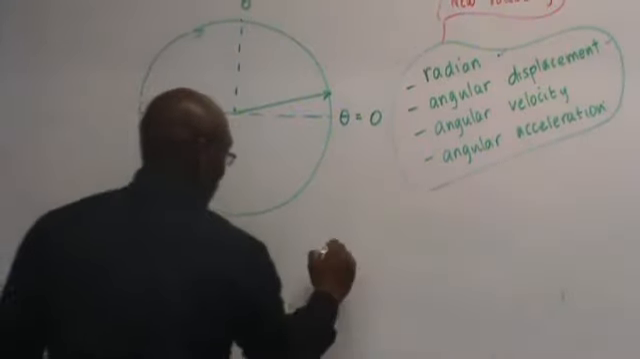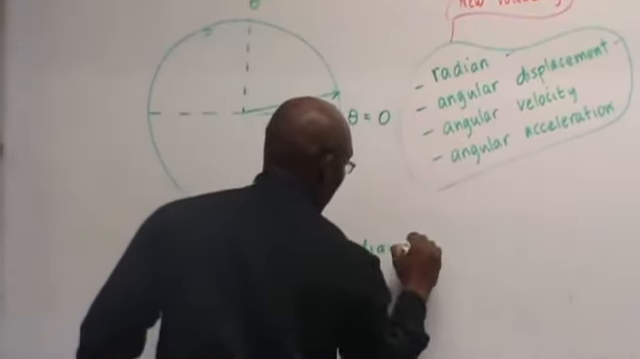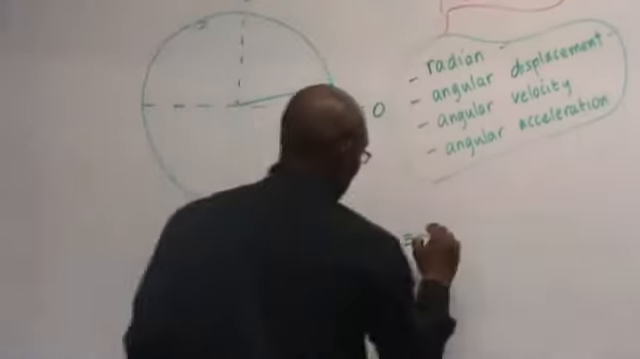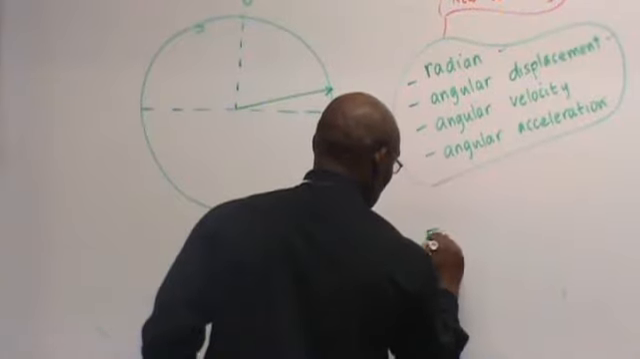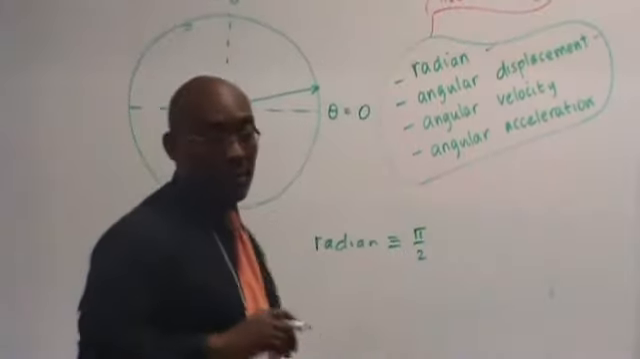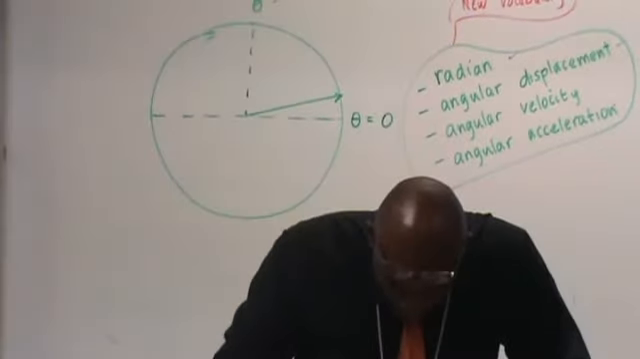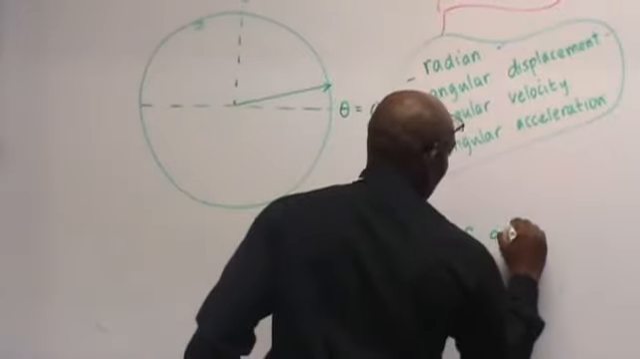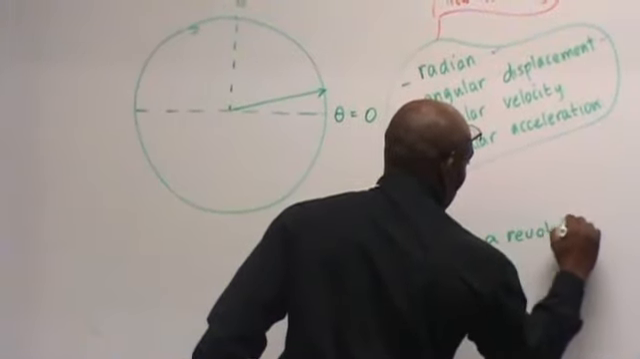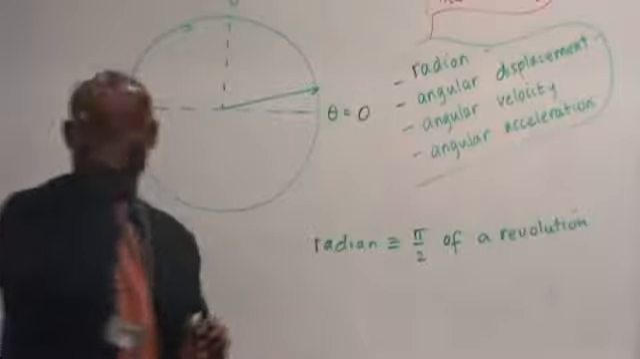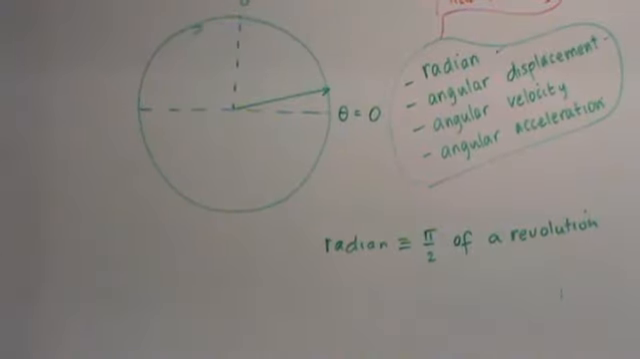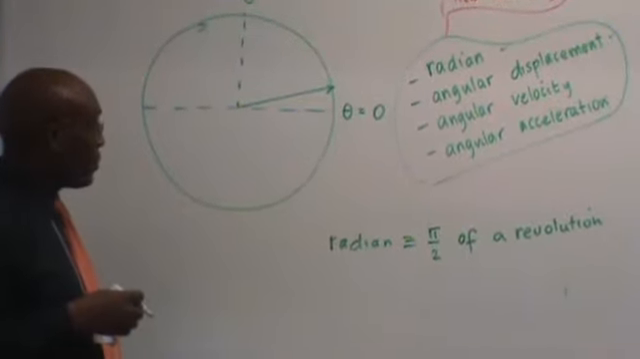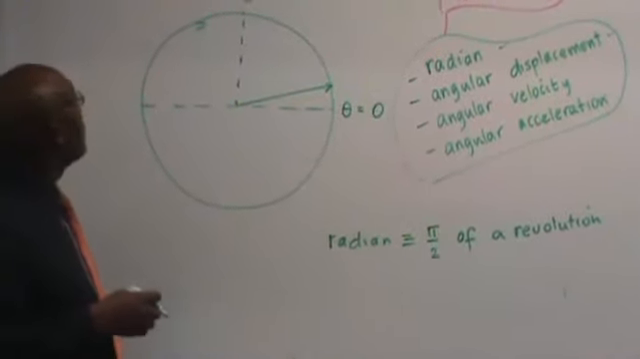All right, let's define the radian. Radian is defined as what? Pi over 2. Pi over 2 what? 90 degrees. Pi over 2 of a revolution. What's a revolution? One time around. So that's pi over 2. This is pi over 2.